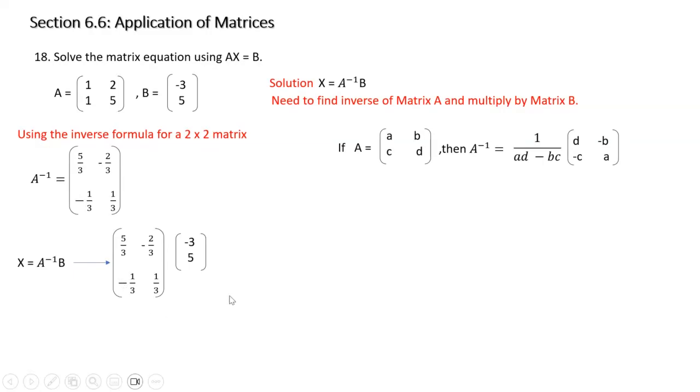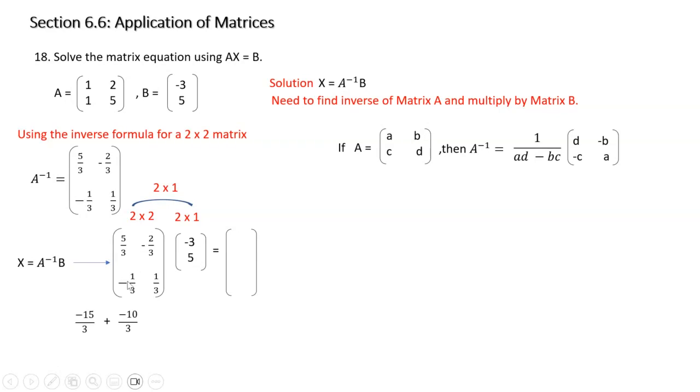This is a 2 by 2 matrix. This is a 2 by 1, so it can be done. So the answer will be a 2 by 1 matrix. Yes, that'll be the answer, 2 by 1. And if you do the work, guys, this is what the answer should be, because we multiply 5/3.